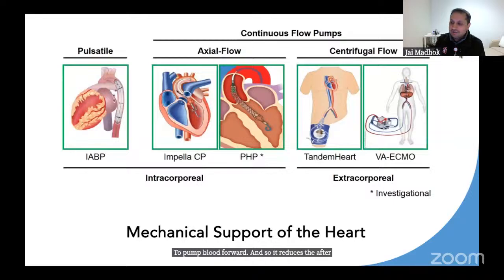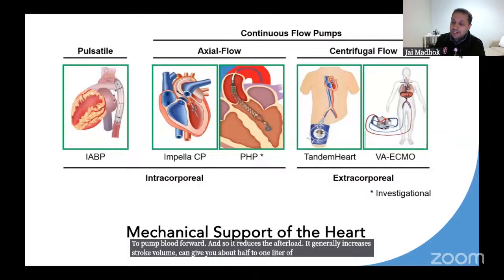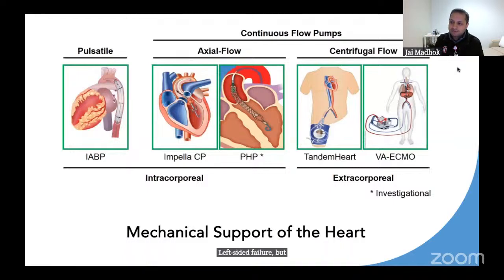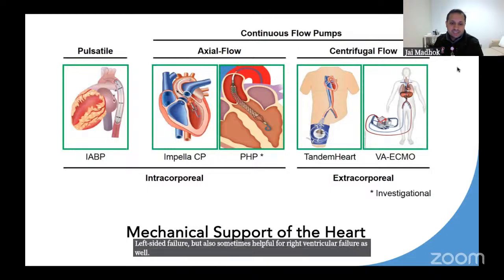It generally increases stroke volume, can give you about 0.5 to 1 liter of cardiac output support, and reduces the left ventricular end diastolic pressure and volume, which are all good things for a ventricle that might be struggling. So it's really good for left-sided failure, but also sometimes helpful for right ventricular failure as well.